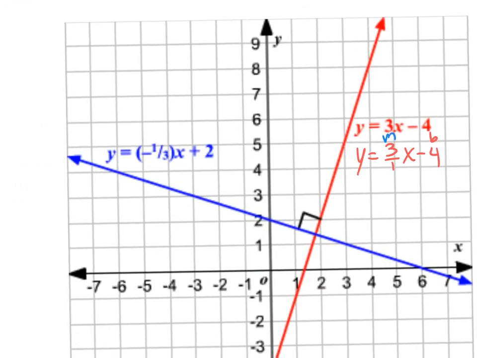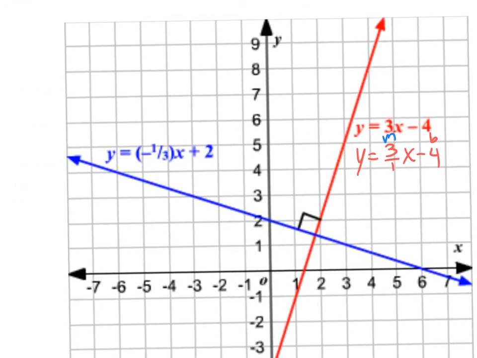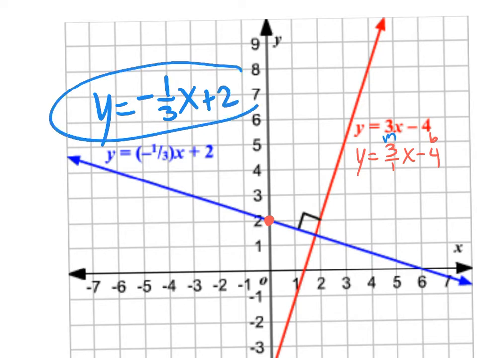Okay, so the blue line, that one crosses at 2, and you go down 1, and you go over 1, 2, 3. So the slope down 1 means -1 on the rise, and run 3. So the slope right there is -1/3, and that's what it says right here. Let me rewrite it so we can see it better. Y equals -1 over 3x plus 2. So we have the blue equation, we have the red equation.